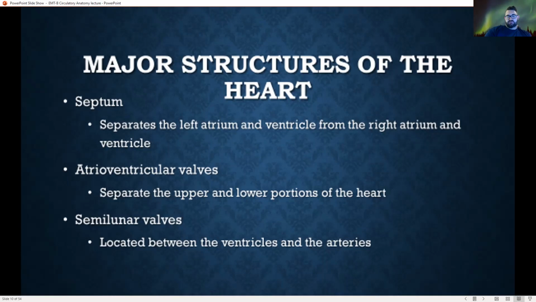The AV valves, as you might have already ascertained, are atrioventricular valves. Those are the valves that separate the upper and lower chambers of the heart. So there's 2 of those, and there's 2 semilunar valves. Those are located between the ventricles and the arteries.